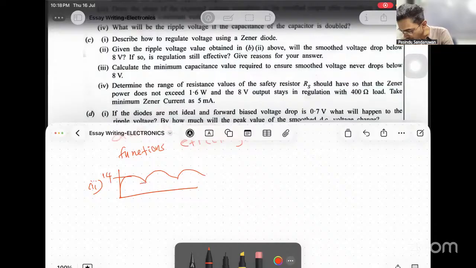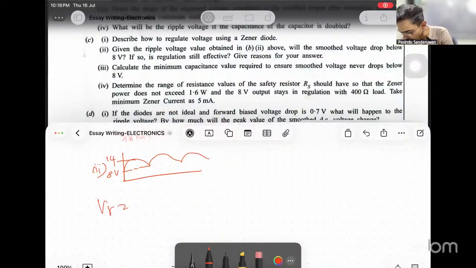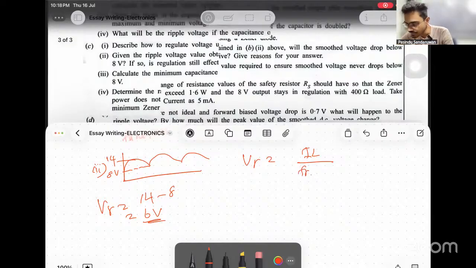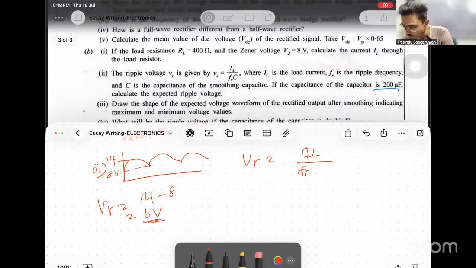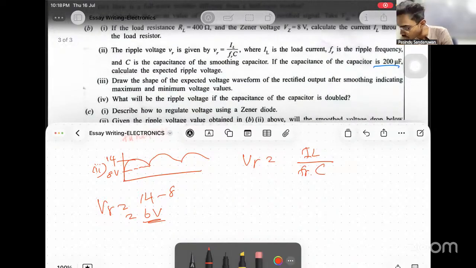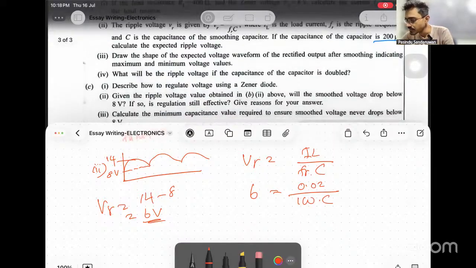Now if this is 14, and it is not going beyond 8, then the new ripple voltage is VR equals 14 minus 8. That is 6 volts. And the equation given to us is VR equals IL over FRC. Now VR is 6, IL is unchanged at 0.02, frequency is unchanged at 100, and I have to find C.